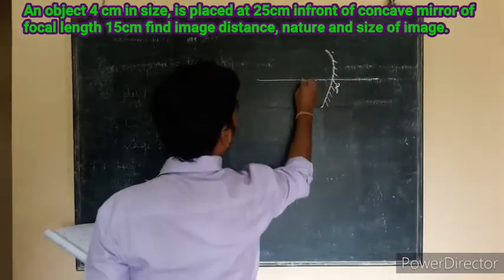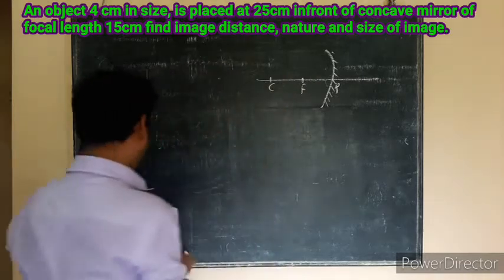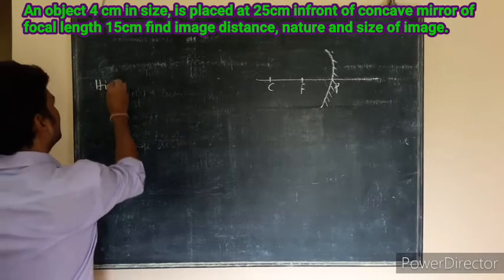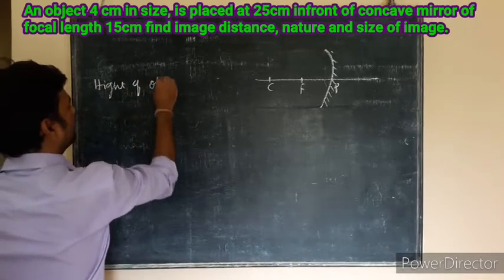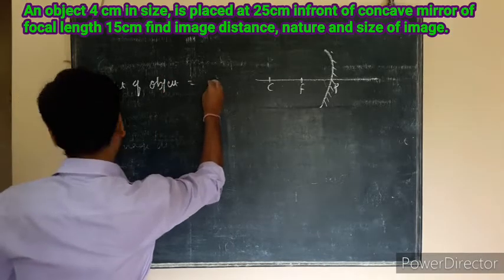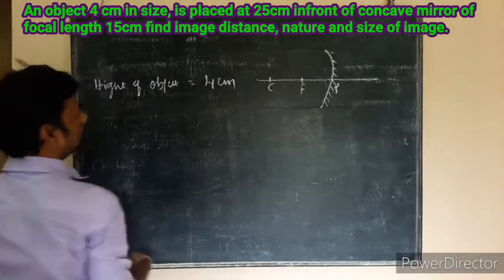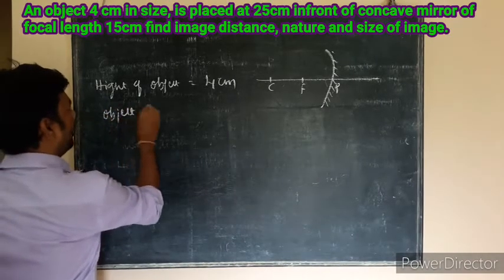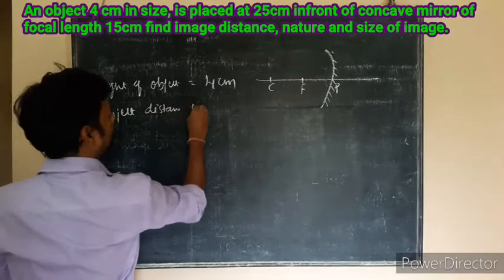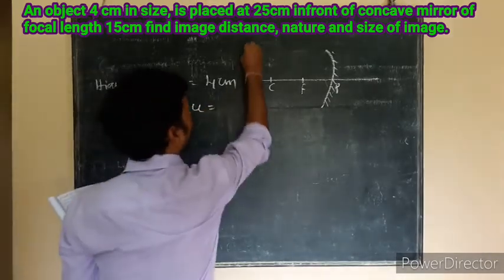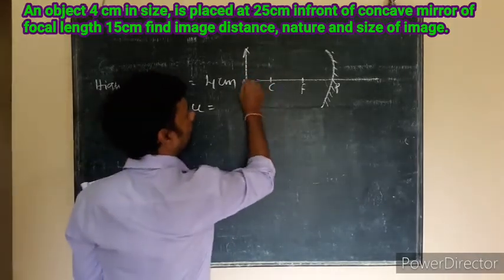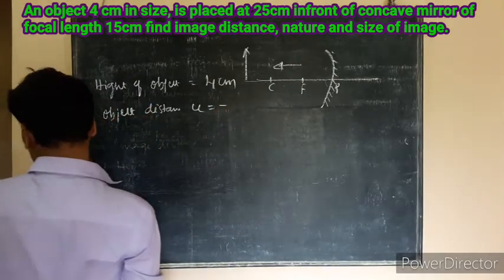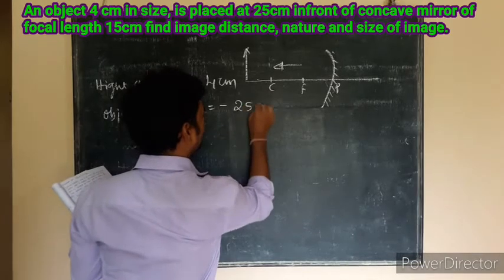This is P, F and C is there. So he has given the height of an object. Height of an object is 4 centimeter, that is positive. Then placed object distance they have given. Object distance, that is u, is equal to... The object is here, so the left hand side, whatever it may be, you should consider as negative. Okay, so the distance will be minus 25 centimeter.